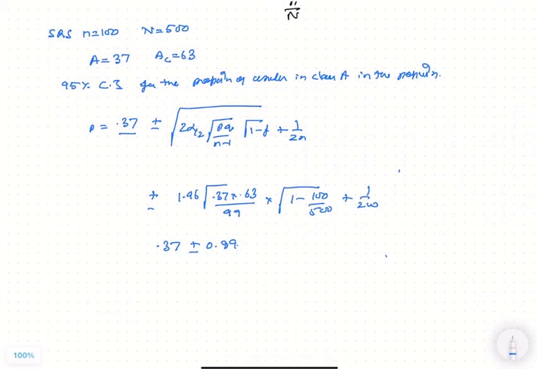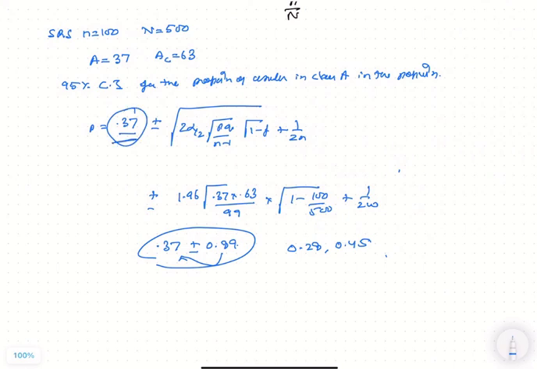But if you want a 95% confidence limit, this is not the right answer, right? You have to then add this to 0.37 and subtract this from it. So the 95% confidence interval is going to be 0.28 and 0.45. So this is the proportion. Even though from this sample we have calculated this, we don't actually know what the population proportion is going to be.